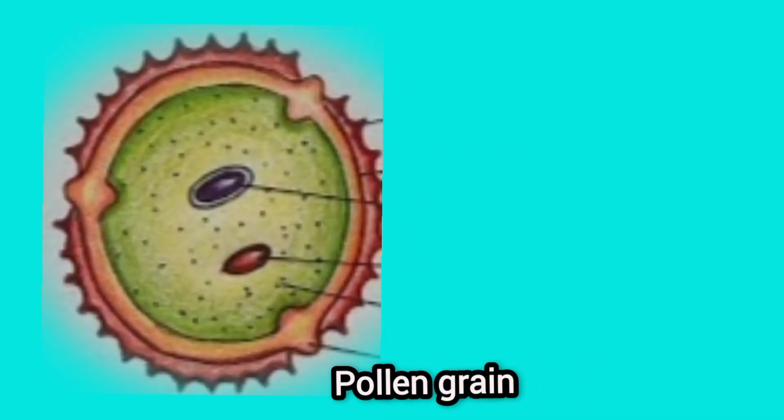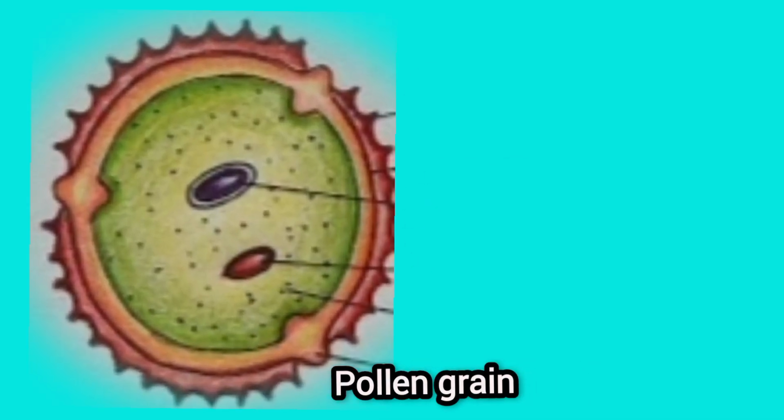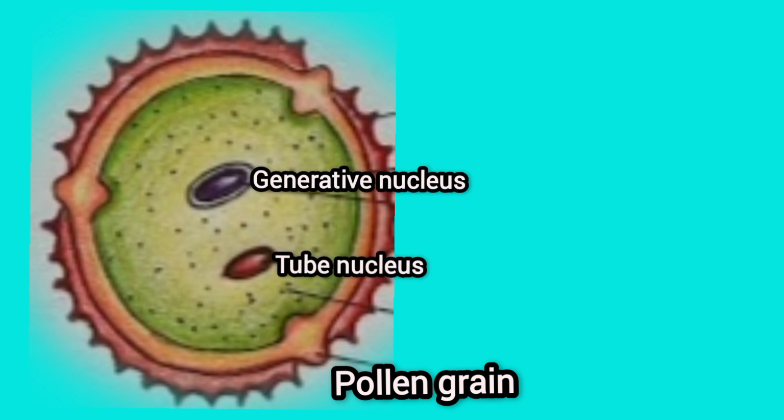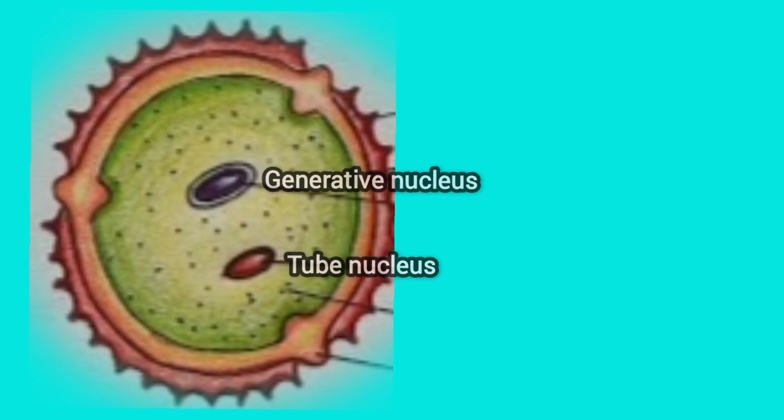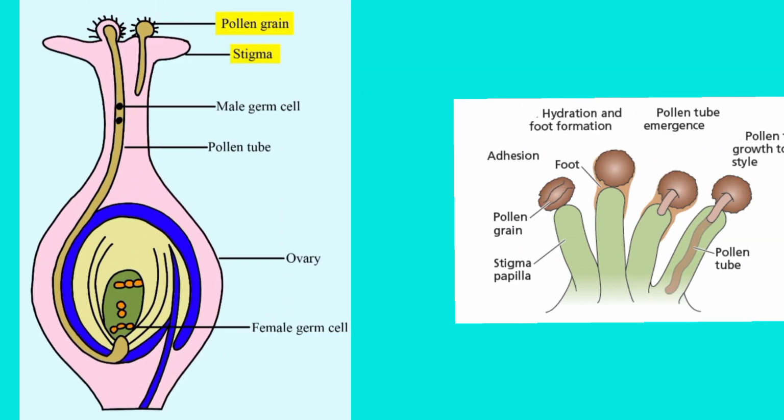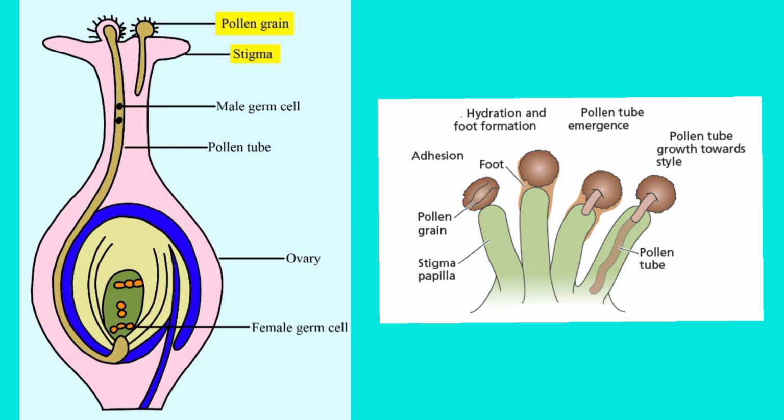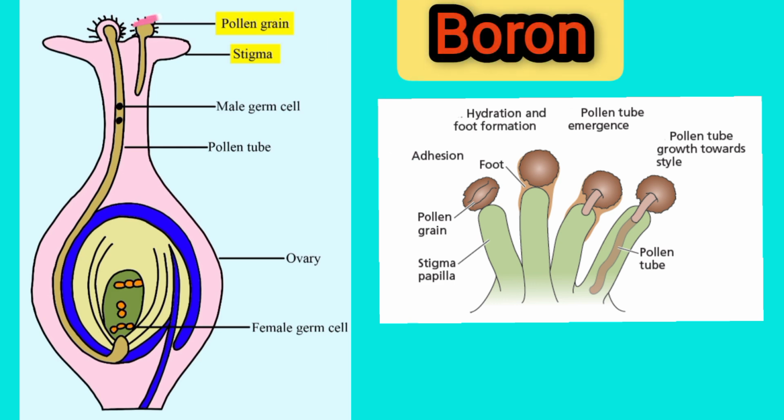In pollen grains, an unequal division of the nucleus called pollen mitosis 1 takes place, resulting in the formation of a larger and a smaller nucleus. The larger one is called the vegetative nucleus or tube nucleus, whereas the smaller one is called the generative nucleus. After reaching the stigma, the pollen grain germinates by absorbing the substances present in the stigma. This liquid mainly contains boron, calcium and water. Remember, boron plays a crucial role in the germination of pollen grains. Boron deficiency on the stigma leads to infertility in plants.